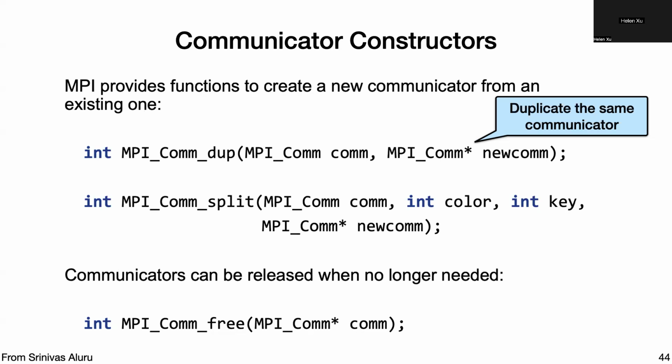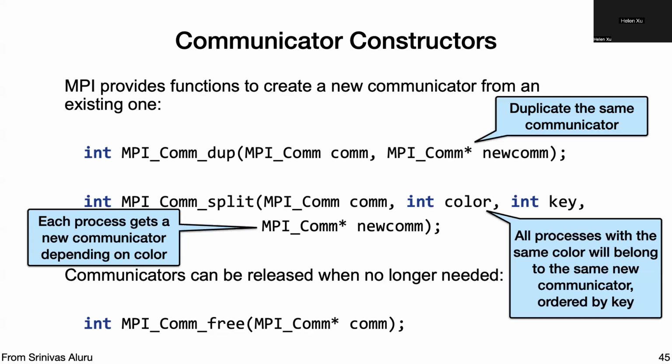This is also a collective in the sense that everybody in the communicator is going to call comm split, but not everybody is going to get the same new comm out, based on the color. I'll show you an example in a second. And then you can release the communicator. You get a new communicator based on the color, and all processes with the same color belong in the same new communicator, ordered by the key that you pass in. The main use case for this is if you want to implement divide and conquer, you may want to split the processes half and half, and recursively half and half.